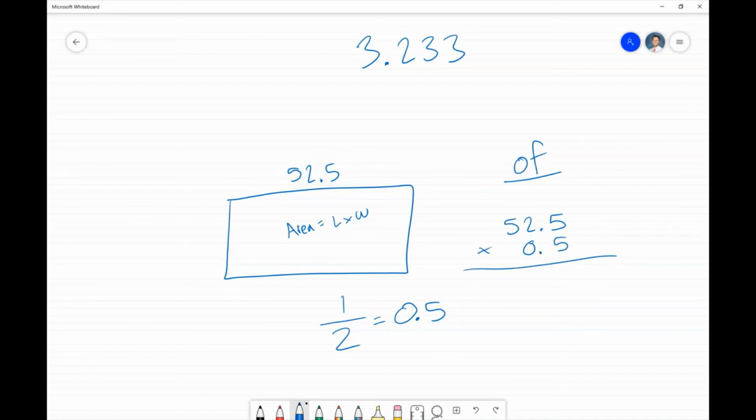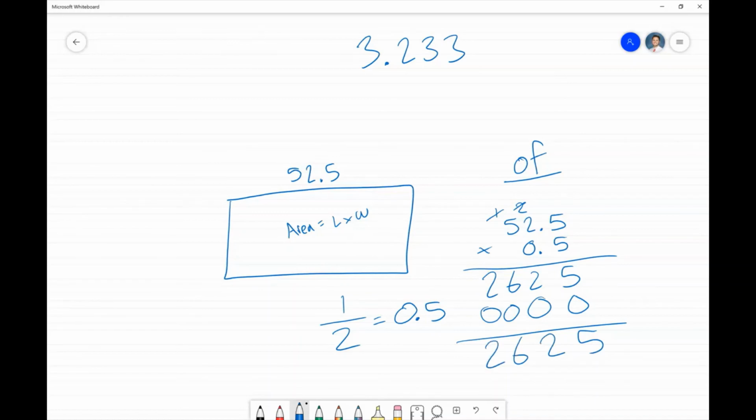And we have 5 times 5, which is 25. 5 times 2 is 10, plus 2 is 12. And 5 times 5 is 25, plus 1 is 26. And then 0 times 5 is 0, 0 times 2 is 0, and 0 times 5 is 0. So we add, and we have 2 decimal places. So our answer would be 26.25. So that is our width. That tells us how wide the court is.